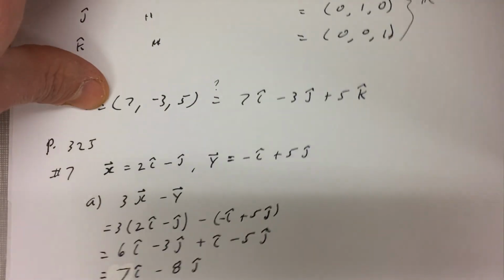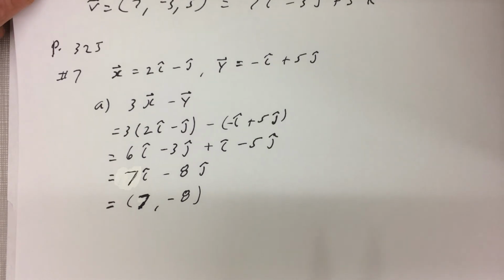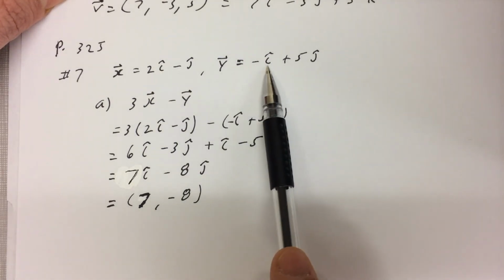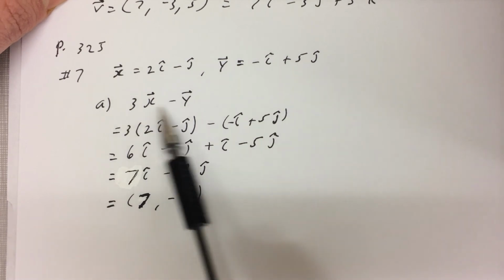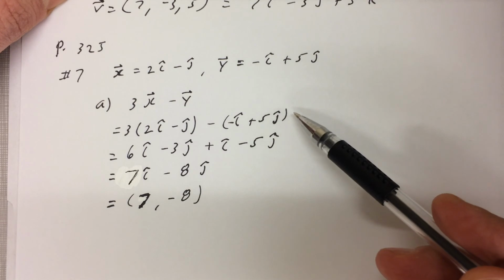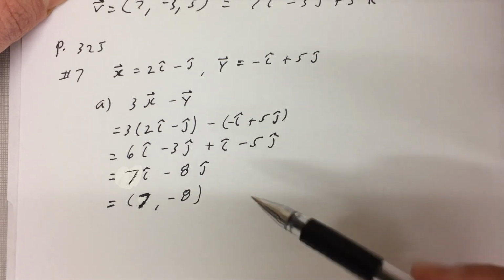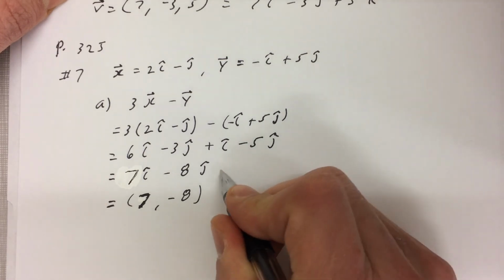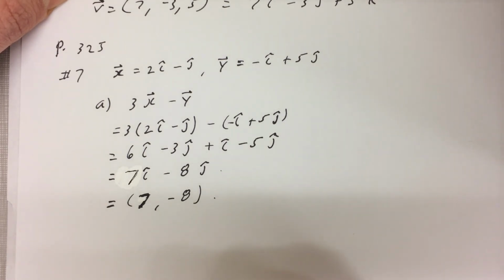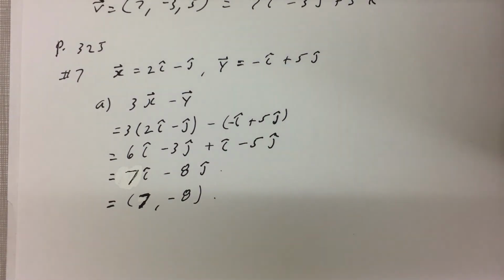Now, here's a little sample question from page 325. x equals 2i minus j, y equals negative i plus 5j, and they want you to simplify this formula. So, this is how we work it out. Fairly straightforward, algebraically. And I believe the book ends here, but if you ended here, that's fine too. And that's it for this lesson.